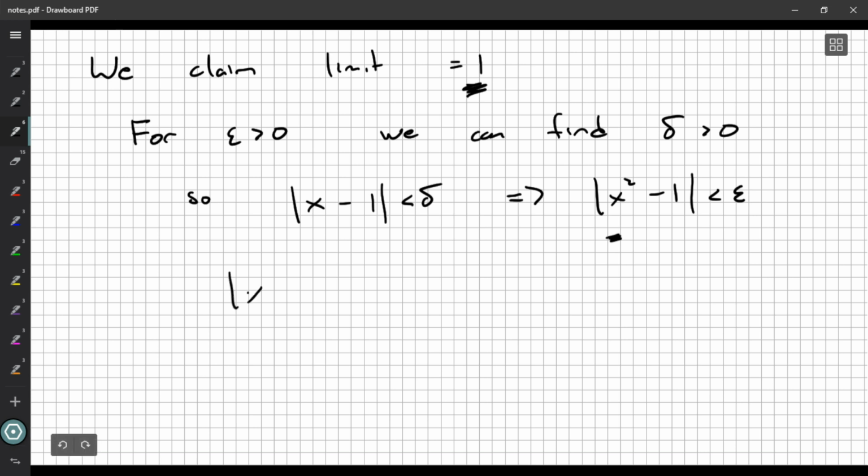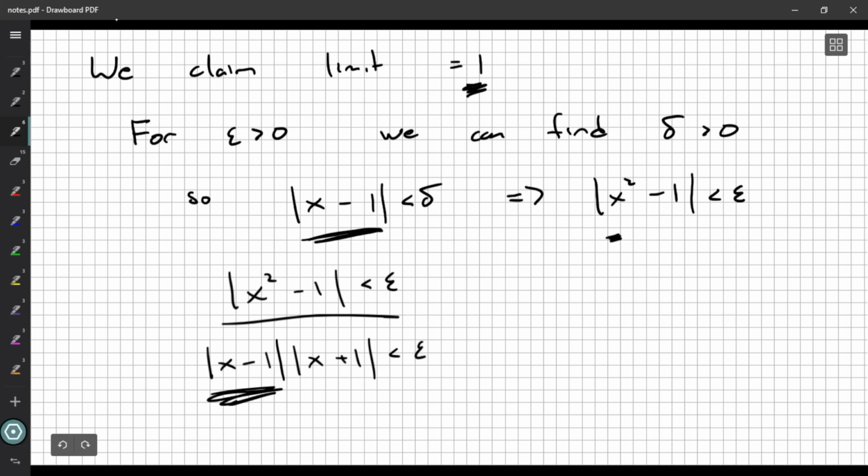Now, when I see x squared minus 1, this is the conclusion I want. X squared minus 1, I think, well, I could factor this. And you know what? This is fantastic because I need to start by assuming absolute value of x minus 1 is small enough, is less than a certain value. So seeing this x minus 1 here gives me hope. But, well, absolute value of x plus 1? I don't get to control that.